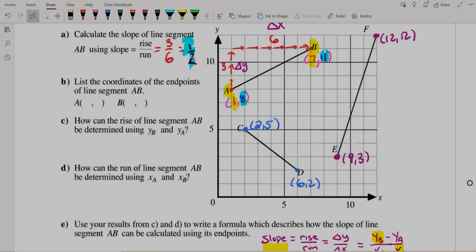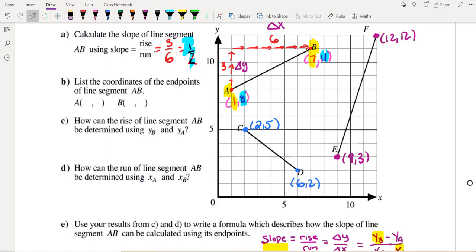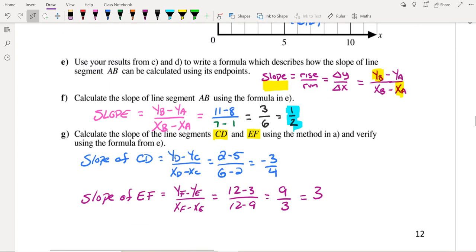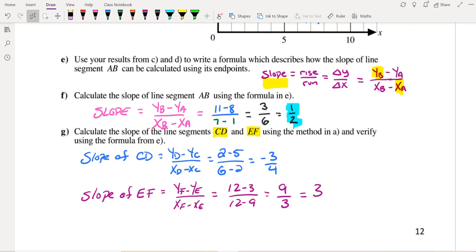So the first step was to determine the coordinates of each of the points. So C is at 2, 5, D is at 6, 2, E is at 9, 3, and F is at 12, 12. All right. So to determine the slope of CD, and EF, hopefully you executed it by using the slope formula. You take the second point, subtract it from the first point, right? So the slope of CD is YD minus YC, divided by XD minus XC, okay? Which is equal to 2 minus 5 divided by 6 minus 2, which is equal to negative 3/4.